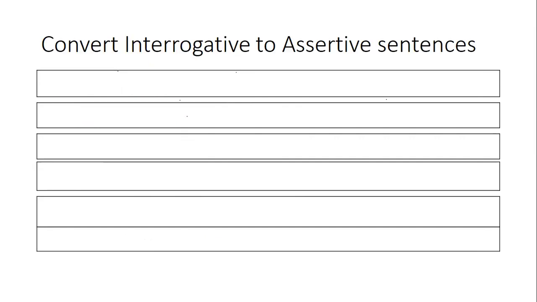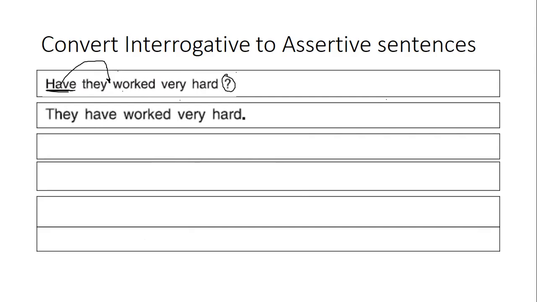Now let's do the reverse of it. If there is an interrogative sentence, how will you convert it into an assertive or declarative sentence? Have they worked very hard? You can see here the verb is placed at the front. Have they worked very hard? But if I place it here, and remove the question mark, the sentence will become an assertive sentence. They have worked very hard, right? So this is how you do the conversion.